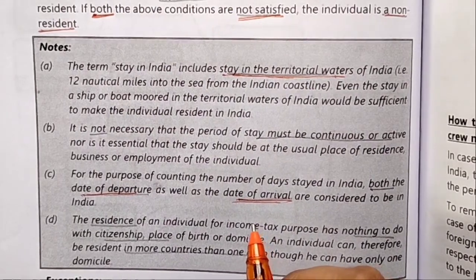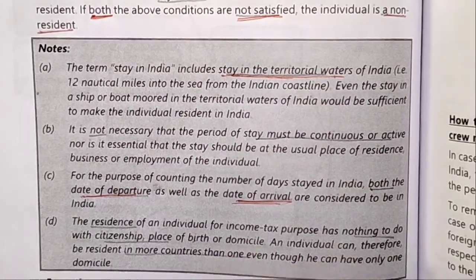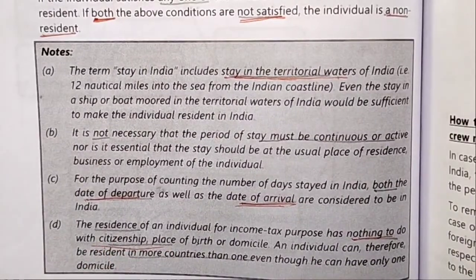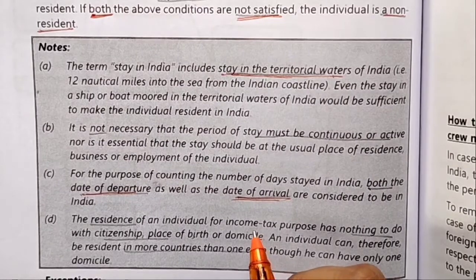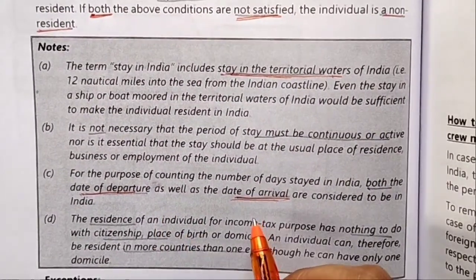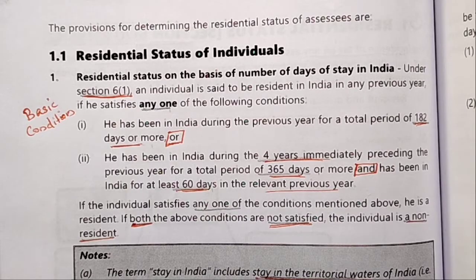Then, citizenship also doesn't affect the residential status. The residence of an individual for income tax purposes has nothing to do with citizenship, place of birth or domicile. So, citizenship or place of birth or domicile does not affect the residential status of an individual for income tax purposes. So, we have discussed the basic condition.